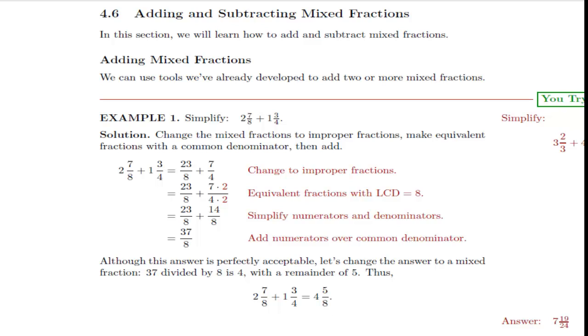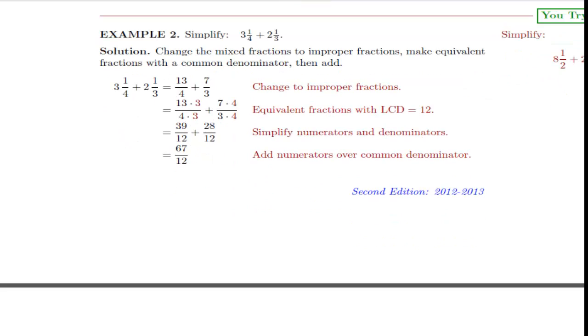Now that we have two fractions with a common denominator, we can just add the numerators, 23 and 14, to get 37 over 8. Although this answer is perfectly acceptable, let's change the answer to a mixed fraction. 37 divided by 8 is 4, with a remainder of 5. Thus, 2 7/8 plus 1 3/4 equals 4 5/8. Example 2. Simplify 3 1/4 plus 2 1/3.